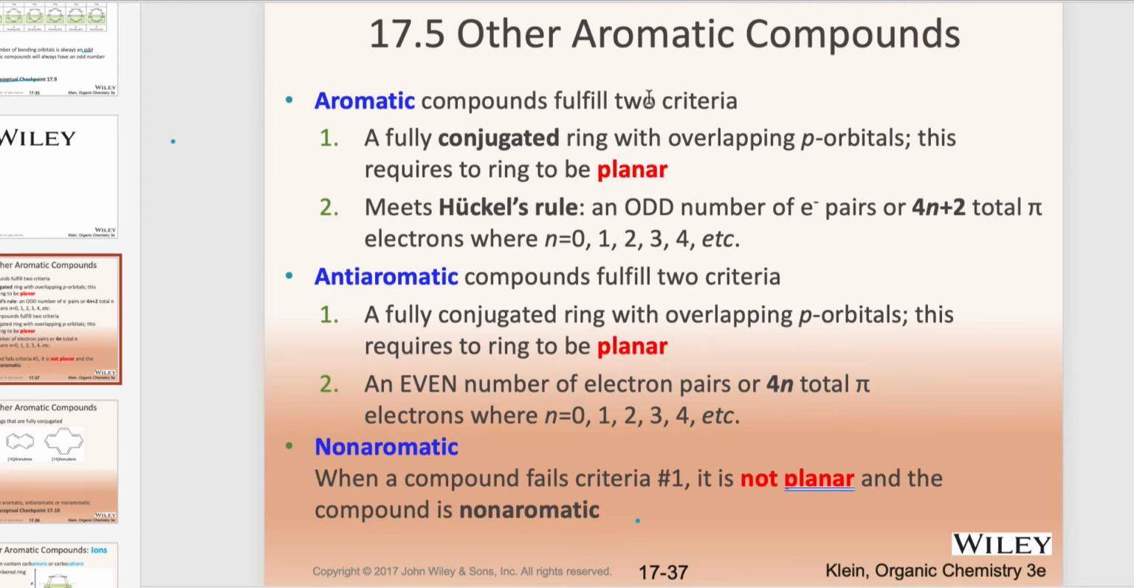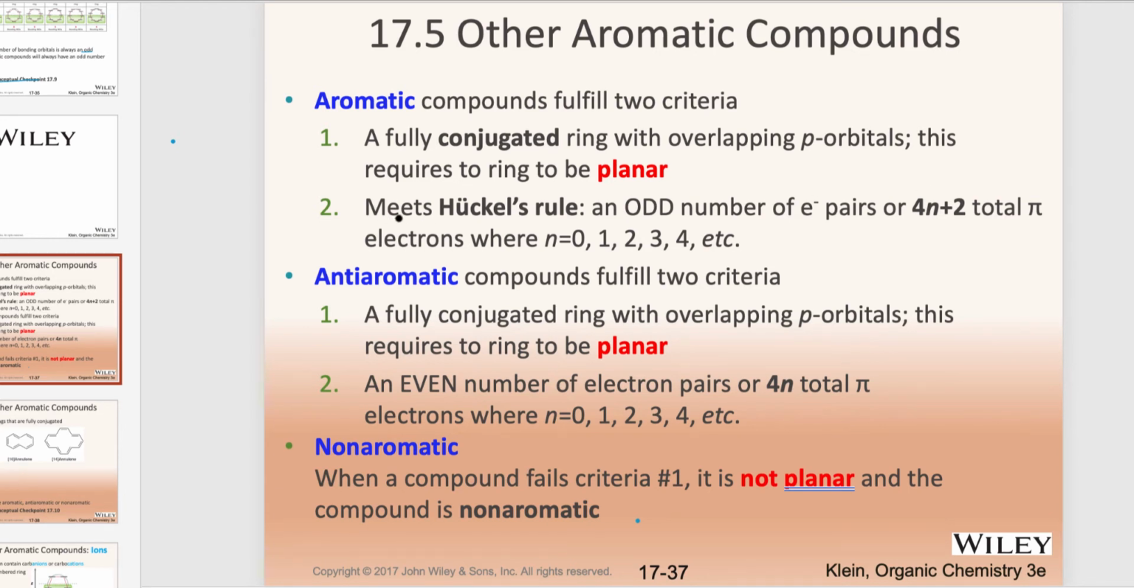We need to have two criteria, although one could also break it down into more, but basically we need to have a fully conjugated ring with overlapping p orbitals. This requires the ring to be planar. So conjugation and planar. It also needs to be cyclic, and that's what's said here with ring, right? So those are important descriptors as to when we are dealing with an aromatic molecule.